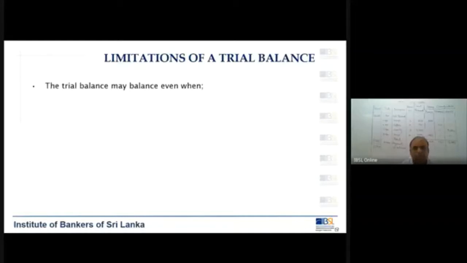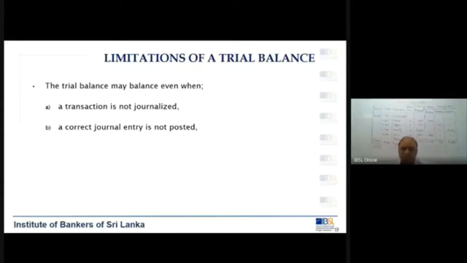Another limitation is that a trial balance can balance even when the following errors are present. That is, if you have omitted a transaction totally, where you have not considered a transaction at all, still your trial balance will balance. If you have a correct journal entry which is not posted, so you might have written the transaction or the journal, but you have not posted it to the system.